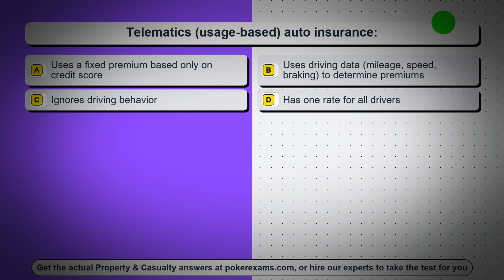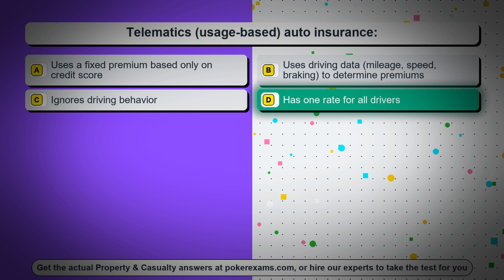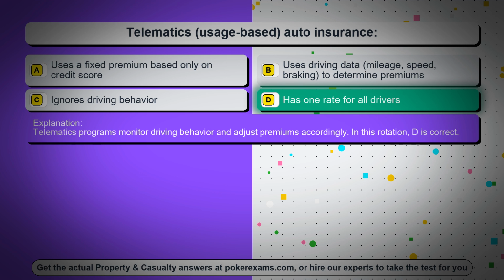Question 31. Telematics, usage-based, auto insurance. Option A. Uses a fixed premium based only on credit score. Option B. Uses driving data, mileage, speed, braking, to determine premiums. Option C. Ignores driving behavior. Option D. Has one rate for all drivers. The correct answer is option D. Telematics programs monitor driving behavior and adjust premiums accordingly. In this rotation, D is correct.